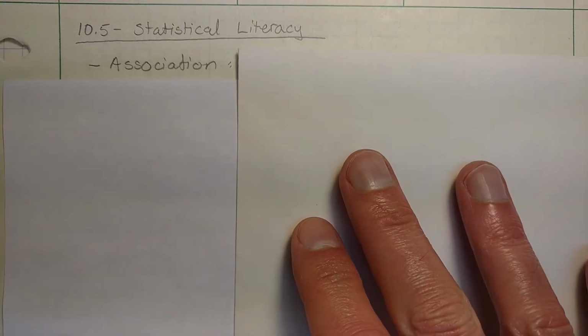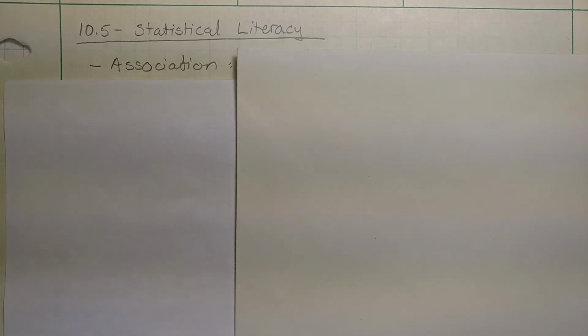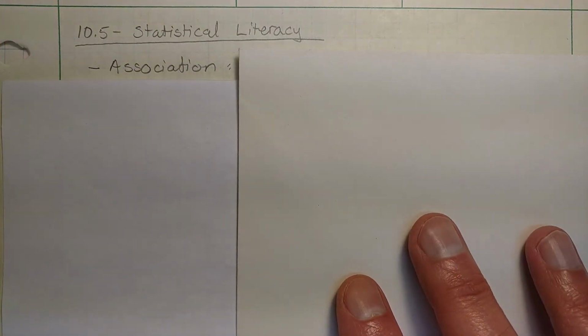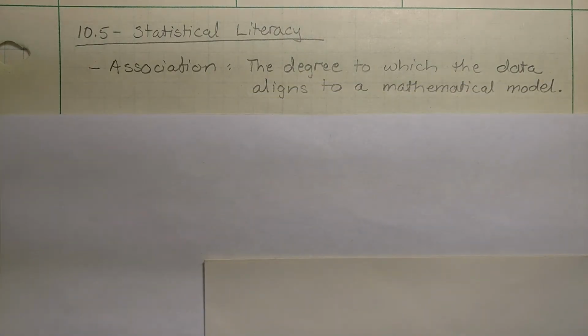All right, so the first thing, we're going to define some terms so you can understand association. What do we mean when we say something is associated or there's an association? It's the degree to which the data aligns to a mathematical model. So the closer it aligns to a particular model, the more association there is with that model. Now, one of the big problems is that a lot of times people assume association means causation. Just because something aligns well does not mean it causes it. So we have to be aware of that.